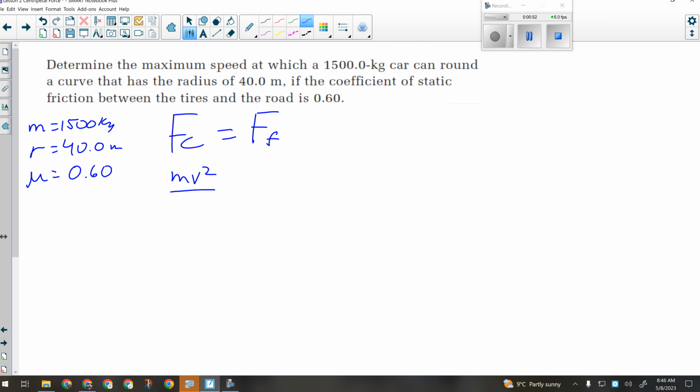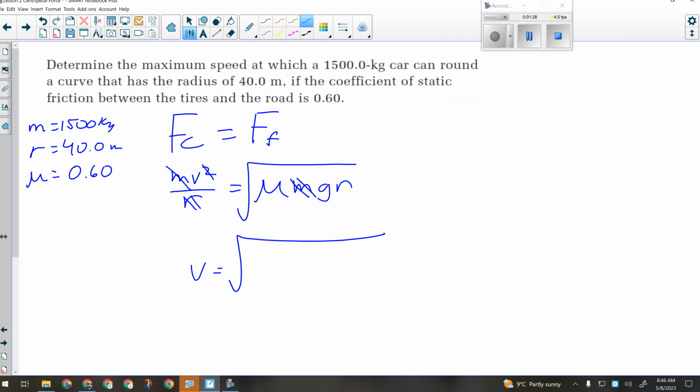So sum of all forces says that mass times centripetal acceleration, or mv squared over r, equals mu times the normal force. But this is an unbanked corner, so normal force is actually equal to what force? Gravity. So I can just write mu times m times g. Since I'm trying to solve for the maximum speed, so I'm looking for v, I'm going to multiply both sides by r, divide both sides by m, which is going to cause m to cancel. And then I'm going to square root everything. So I'll have the square root of mu g r as my formula. That'll be 0.6 times 9.81 times 40 meters.